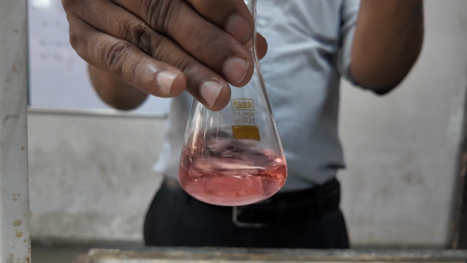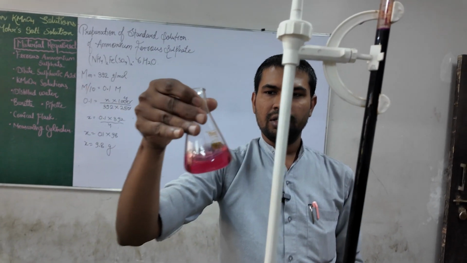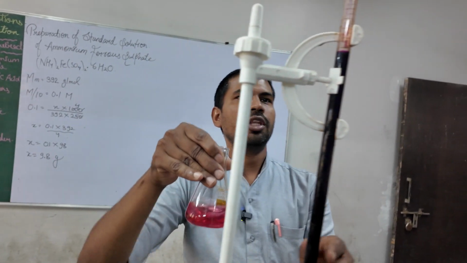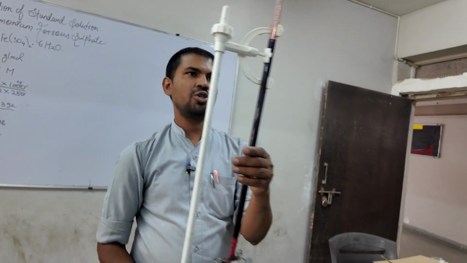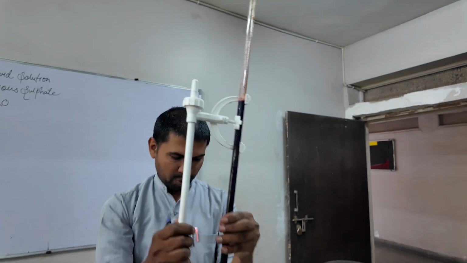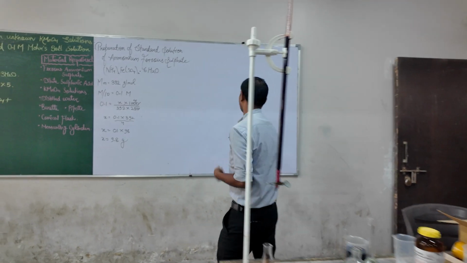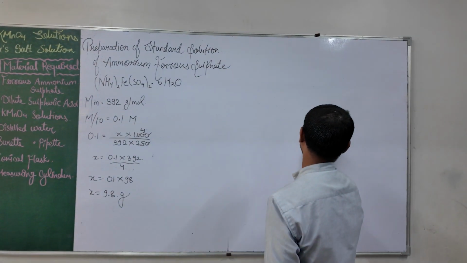See, it turns to light pink color. Okay, so whatever the amount of KMnO₄ consumed, that is our first reading. You can see the reading is 13.3. So we will note down 13.3. This is the first reading, 13.3.